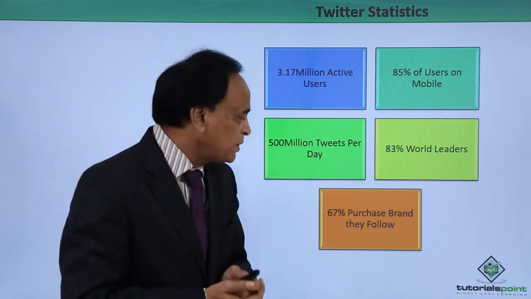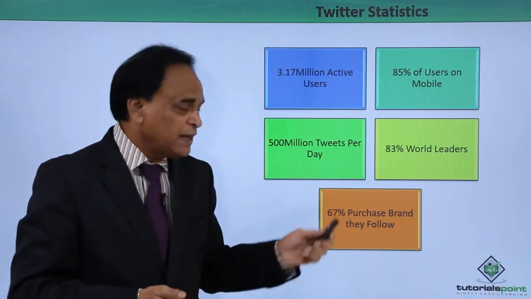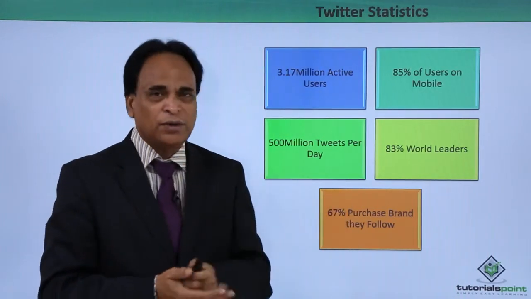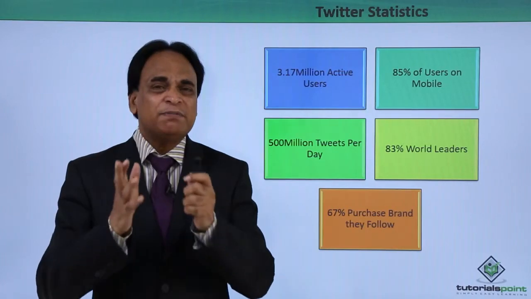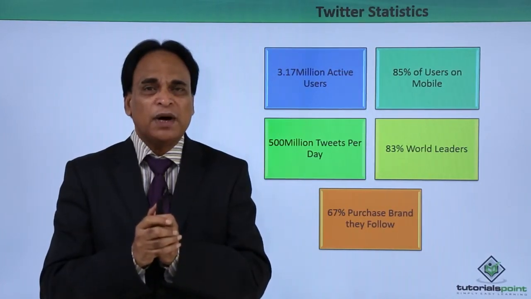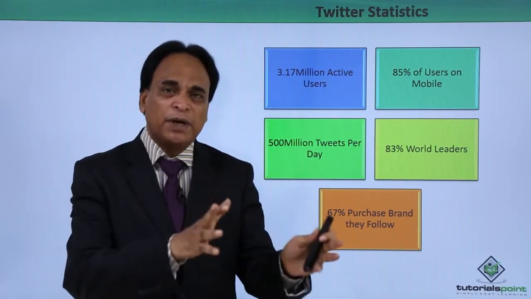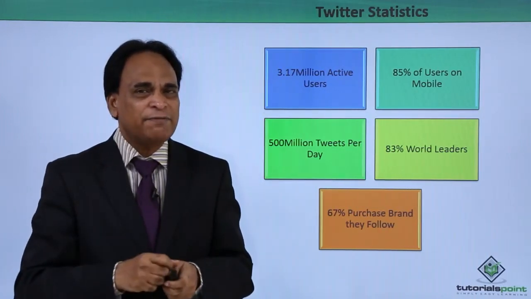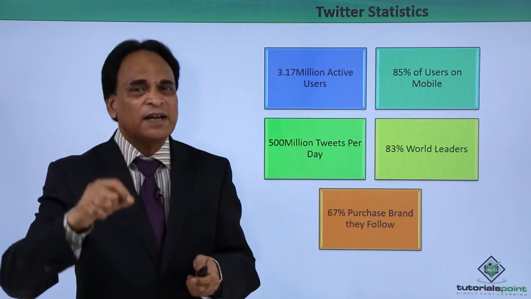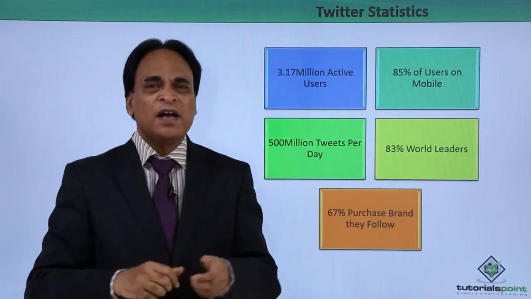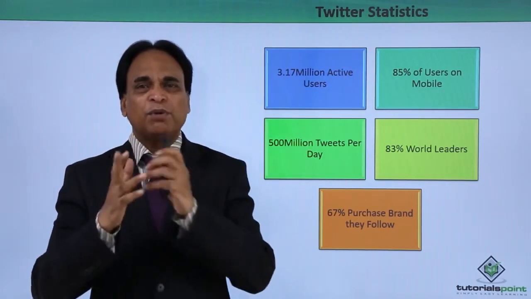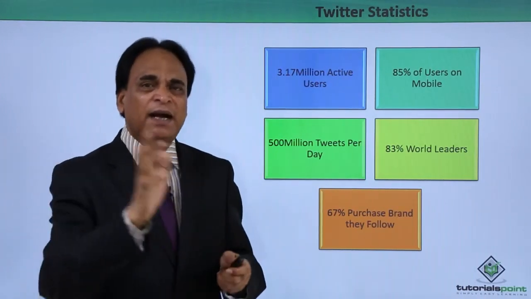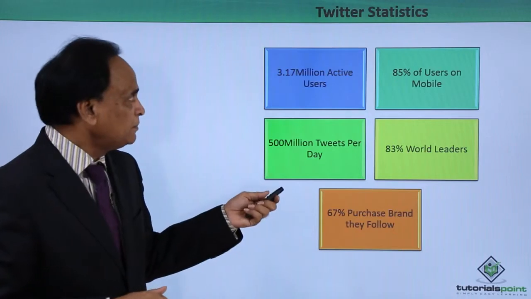67% purchase from brands they follow. This is a key figure. 67% of the people who are actually following a particular brand, they actually purchase from them, and this is a staggering figure, and this is the reason why more and more businesses are on Twitter. They are promoting their brands so that people can engage, interact with them and buy from them.